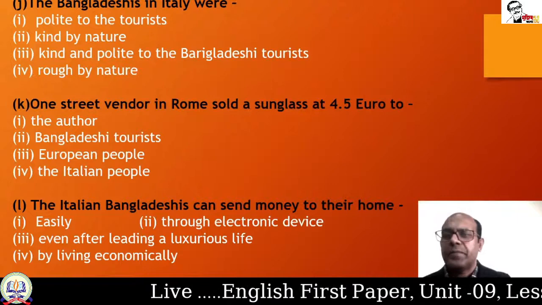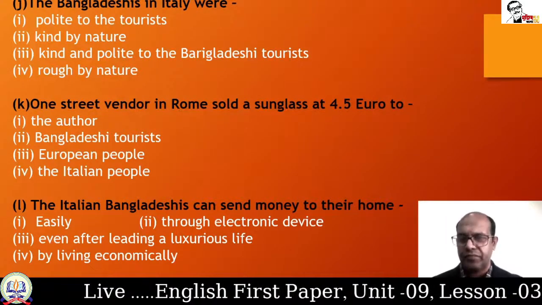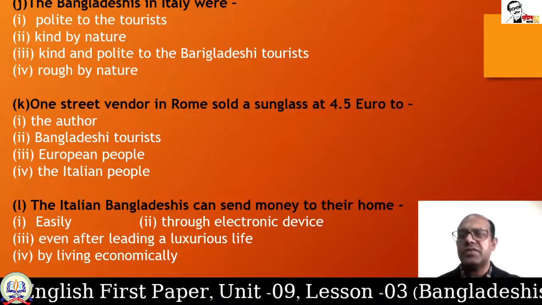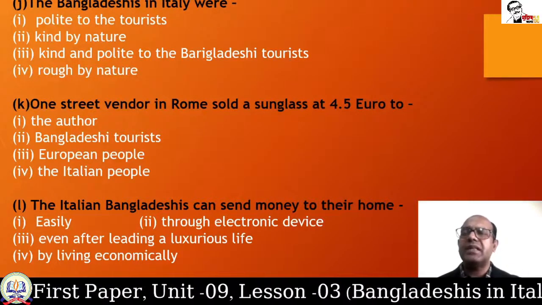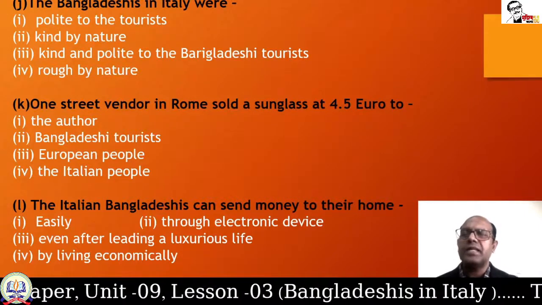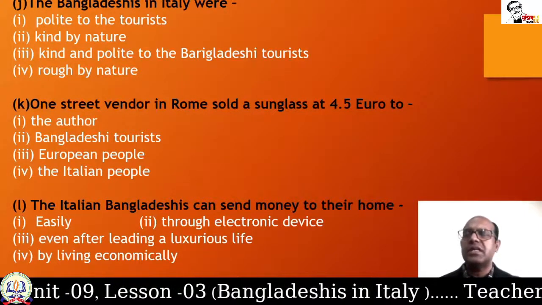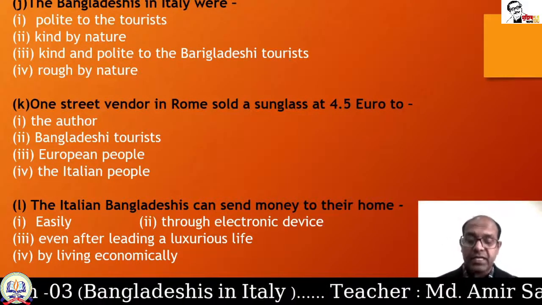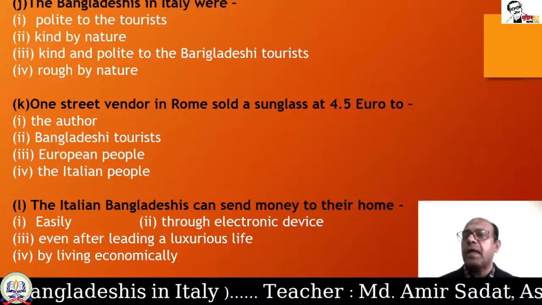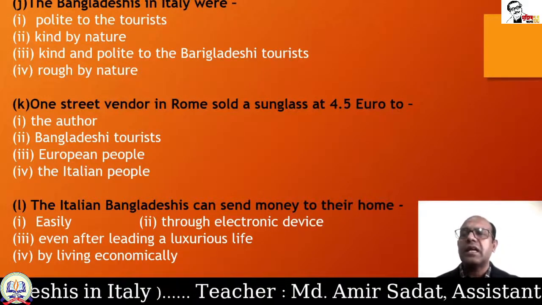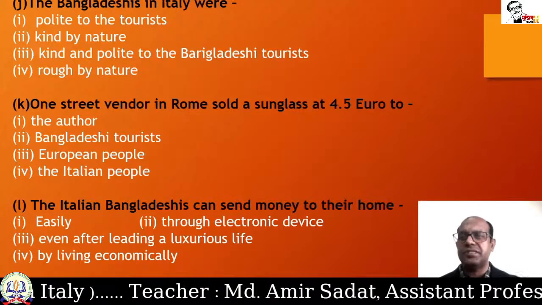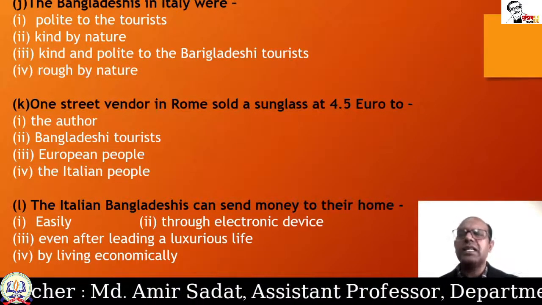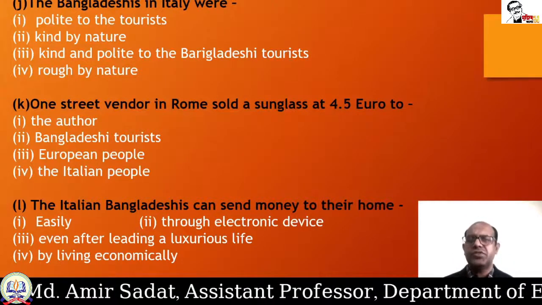Now question J. The Bangladeshis in Italy were. Option 1, polite to the tourist. Option 2, kind by nature. Option 3, kind and polite to the Bangladeshi tourist. And option 4, rough by nature. So which will be the correct answer for question J? I think option 3 is the correct answer. The Bangladeshis in Italy were kind and polite to the Bangladeshi tourist.